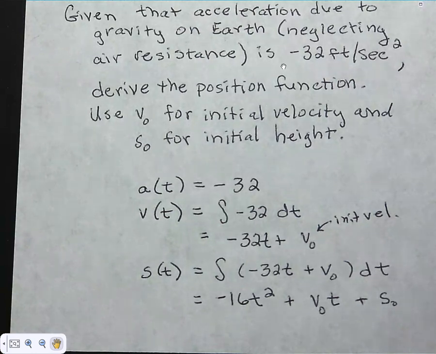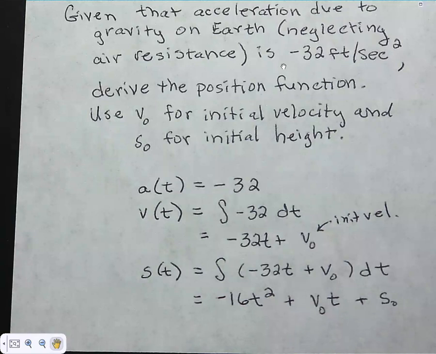The acceleration is a constant. So if you anti-differentiate, you get the velocity function. If you anti-differentiate that, you get the position function. And then we use that position function to answer questions like, when will the object hit the ground? What's the maximum height of the object? How long does it take for the function to hit the ground? That's the same thing as when does it hit the ground. But we can use that position function to find a lot of different things.